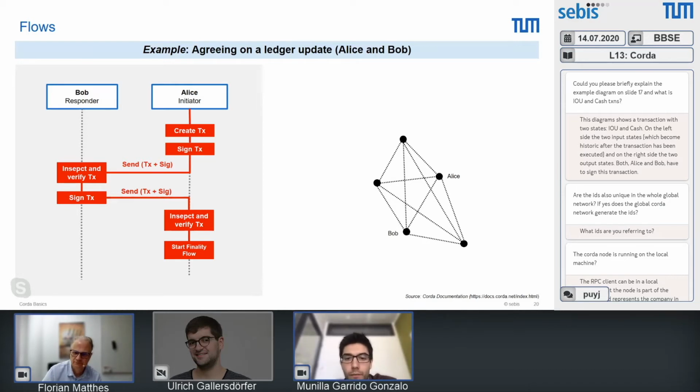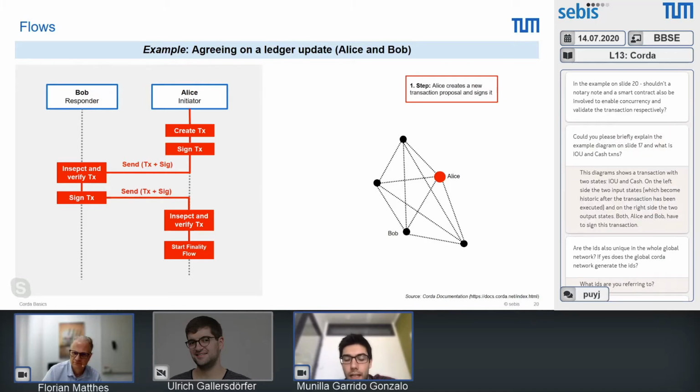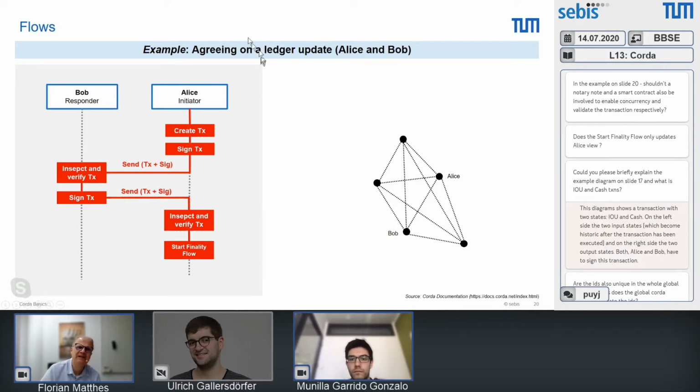And then the last question, does the start finality flow only update Alice's view? No, again, we will see this later. The idea was that we only talk about agreeing on the ledger update. Essentially, both parties said, okay, we now all agree. And then the notary would have to do its work, and then we would start a finality flow, which would do the update. And this I again left out, like the notary.